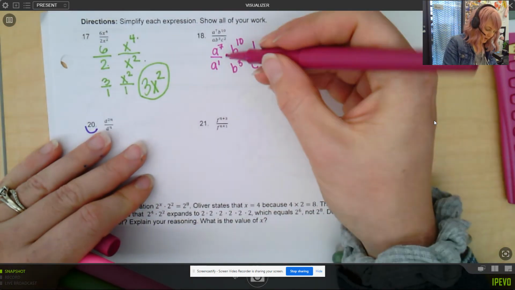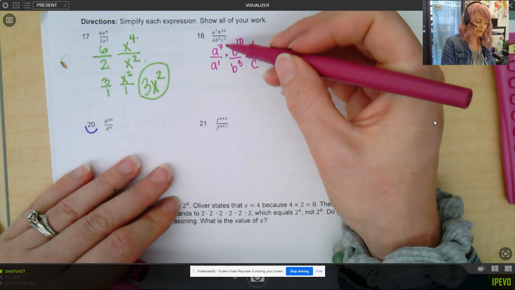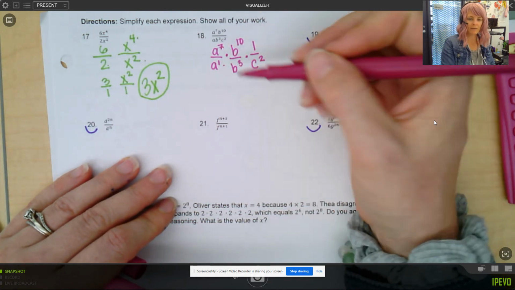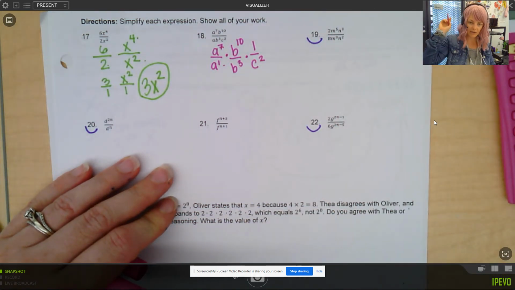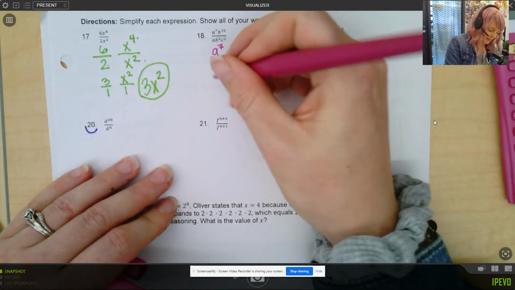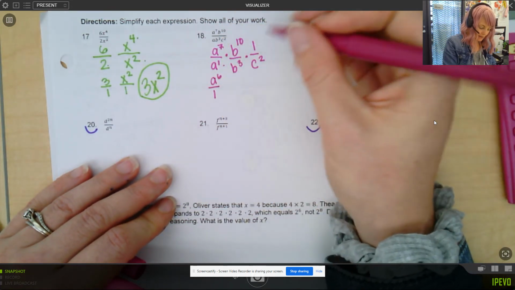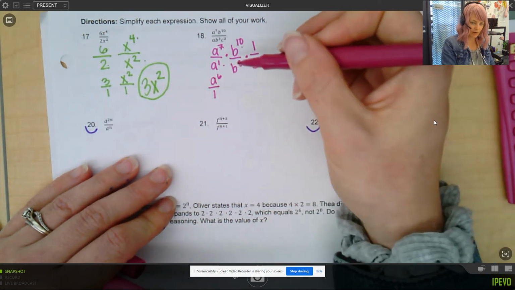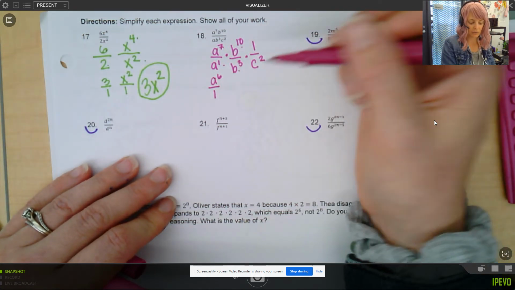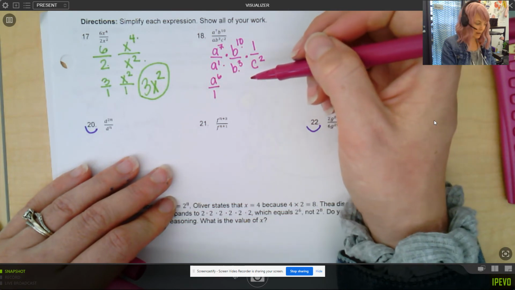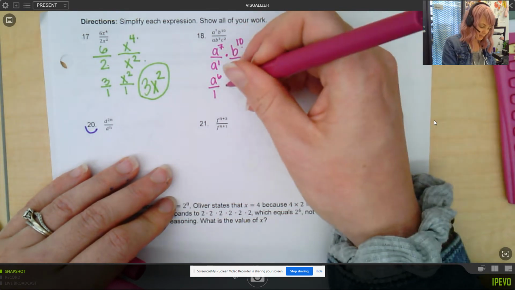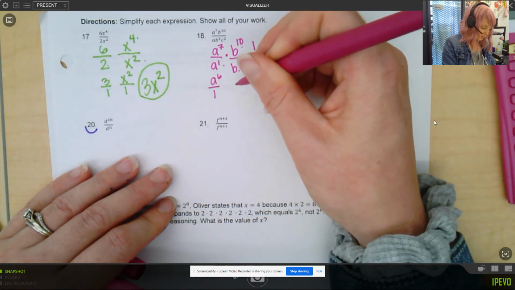Careful. Okay, so a to the 7th over a to the 1st. There are 7 factors in the numerator, 1 factor in the denominator. 1 factor cancels out, and you're left with 6 in the numerator. Okay, next one. There are 10 factors of b in the numerator and 3 factors of b in the denominator. 3 factors will cancel out. You'll be left with 7, and they'll be in the numerator.